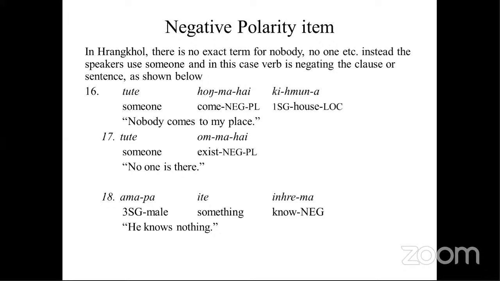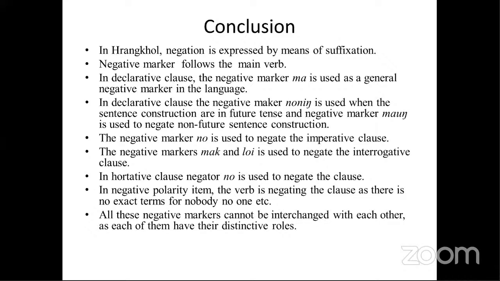In Rangkul, negation is expressed by means of suffixation. The negative marker follows the main verb. In declarative clauses, the negative marker ma is used as a general negative marker in the language. In declarative clauses, the negative marker noning is used when the sentence construction is in future tense, and the negative marker maung is used to negate the non-future sentence construction. The negative marker no is used to negate the imperative clause. The negative markers mark and law are used to negate the interrogative clause. In hortative clauses, the negator no is used to negate the clause.